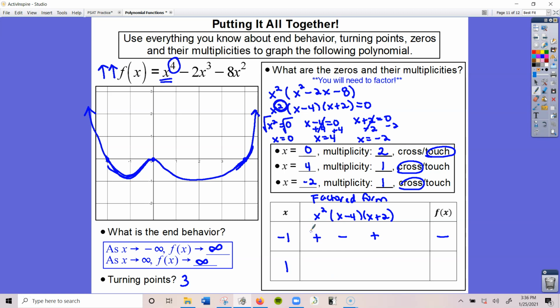If I plug in a positive 1, 1 squared is positive, 1 minus 4 is negative, and 1 plus 2 is positive. And again, giving us a negative number. And you can see how the graph is below the x-axis there as well. Let's try one more.